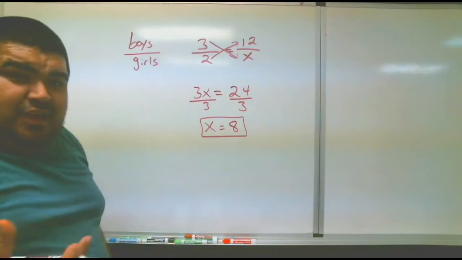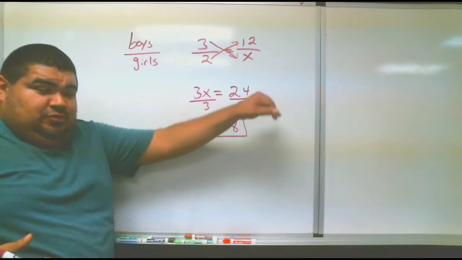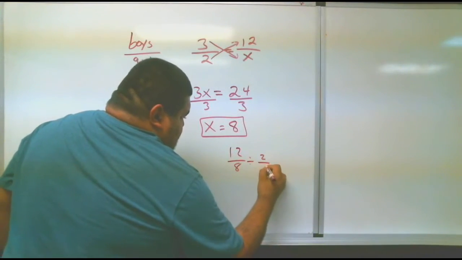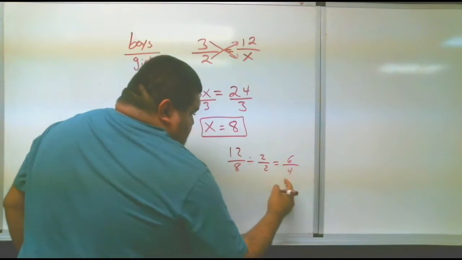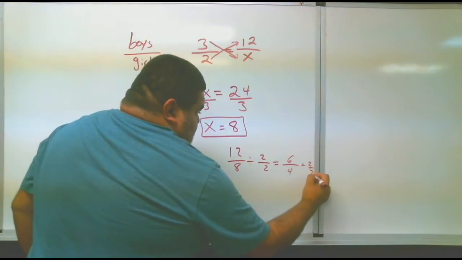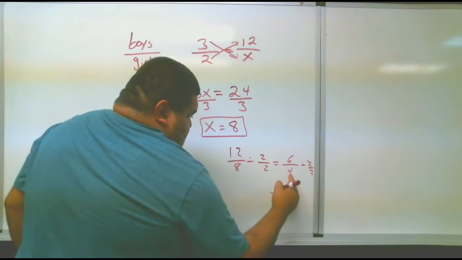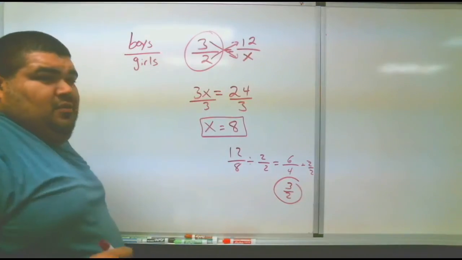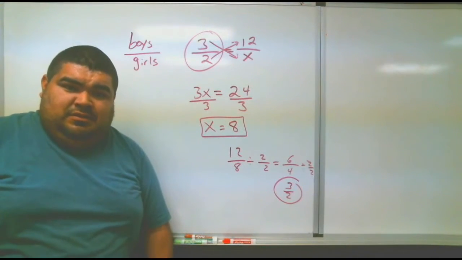It checks out, because 12 over 8 can be reduced. 12 over 8 divided by 2 is 6 over 4, which you can still reduce by 2: 6 divided by 2 is 3, 4 divided by 2 is 2. So see how it's 3 over 2, the same as 3 over 2, so it checks out.